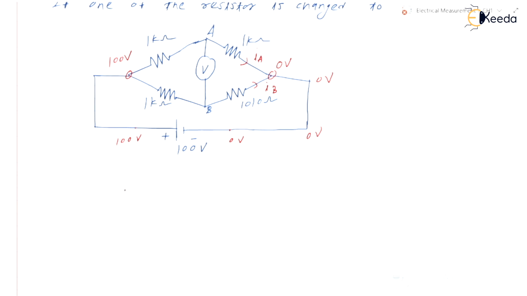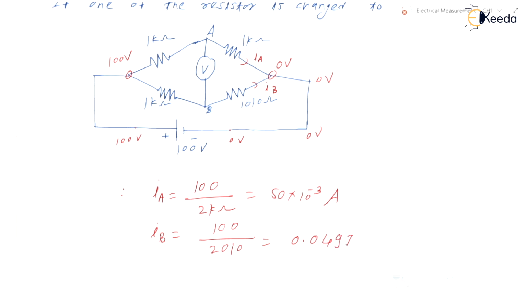Now therefore we can write IA is equal to 100 divided by 2k, so it is 50 milliampere. What about the IB? We can use IB is equal to 100 divided by 1k plus 1010, so it is like 2010 ohm. So it is 100 divided by 2010, so it is 0.04975 ampere. This much of current, that is IB.